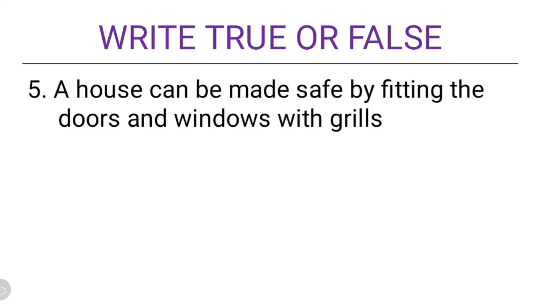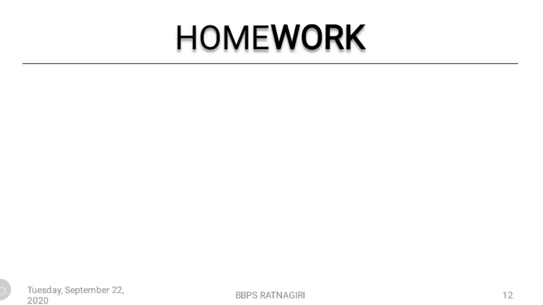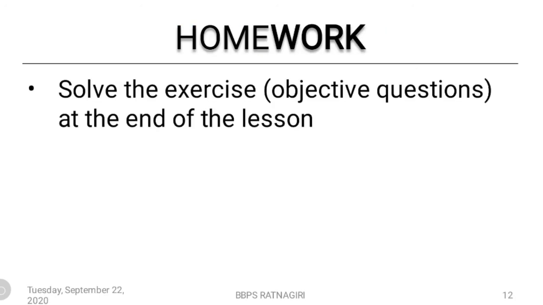So this is true. Last but not the least, a house can be made safe by fitting the doors and windows with grills. And this is correct. So the answer is true. So that was all that we had planned for doing today, and the homework is that you have to solve the exercise at the end of the lesson, but solve only the objective questions, the ones that we solved today: tick the correct answer and true or false. Then later on we will discuss the other questions.